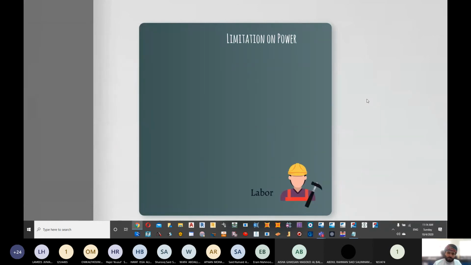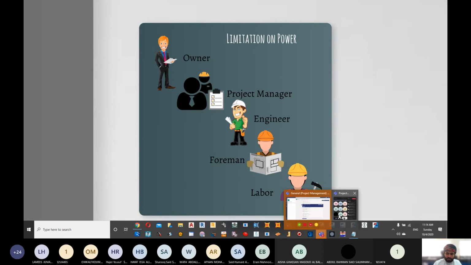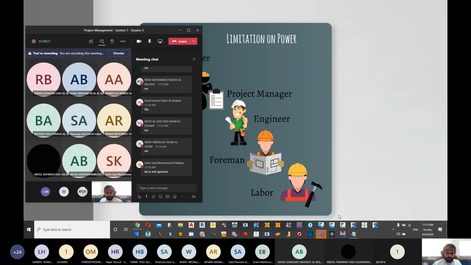So just to keep it clearer, normally we have laborers. Above laborers, we have a foreman. Foreman is a person who is having experience normally, but he's not having a certificate normally. Labor, and then a foreman. After a foreman, we have an engineer. So the power of a laborer is very small. If you go a little bit higher, you will see that the foreman is having more power, more responsibilities, and then an engineer. After the engineer, we have a project manager. After the project manager, we have the owner. Okay. So eventually, I'm limited on power. I cannot control and do whatever I want.